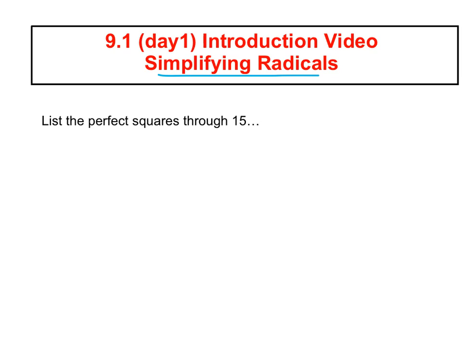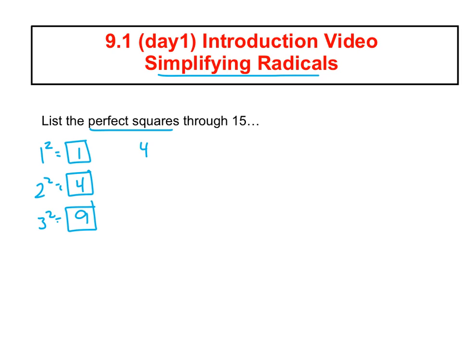First we want to list the perfect squares through 15. Now perfect square, I'll go ahead and start with 1. 1, if you square it, you get 1. So that 1 is a perfect square. 2 squared is 4. So 4 is a perfect square. 3 squared is 9. So 9 is a perfect square. 4 squared is 16. That makes 16 a perfect square.